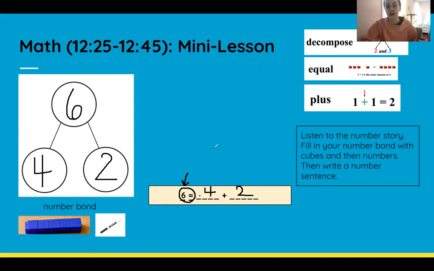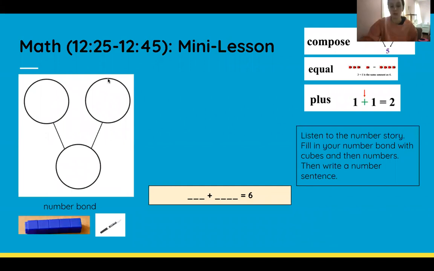Okay, let's try a few more. We're going to try it this way now. So go ahead and erase your boards and flip your number bond so that the parts are on the top and the whole is on the bottom. Okay, now we're going to go back to our squirrel story.